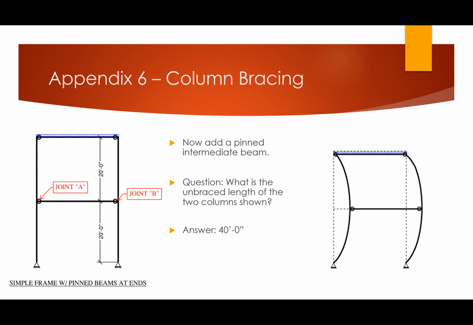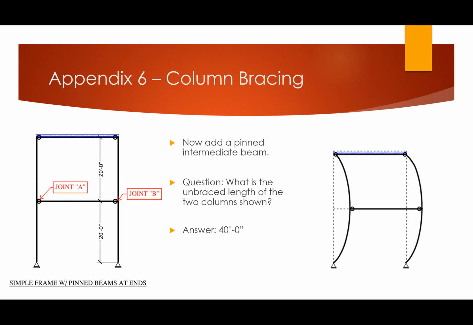That's a good answer. The better answer to this question, though, is it is 40 feet because the intermediate beam does not meet Appendix 6 provisions for column bracing, right? It's really clear in the code what does and does not qualify as a brace, and this just does not meet those criteria. Therefore, this is not a brace for the column.